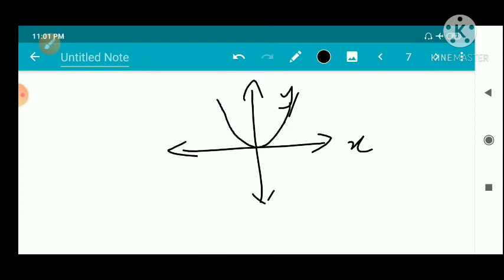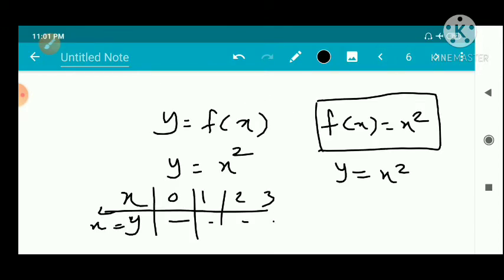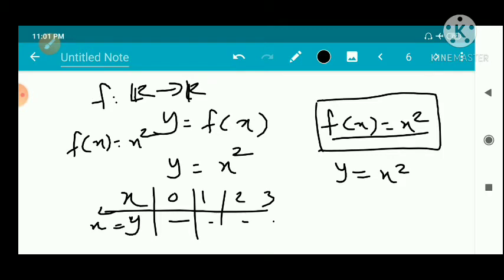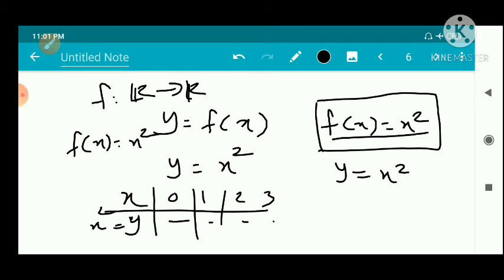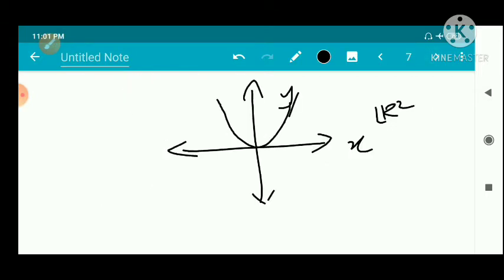Okay, so here we take a function f from R to R such that f of x equal to x square, and we can draw the graph like this, not in R, the graph is in R2. The function is defined, the domain is R, but the graph is on R2.